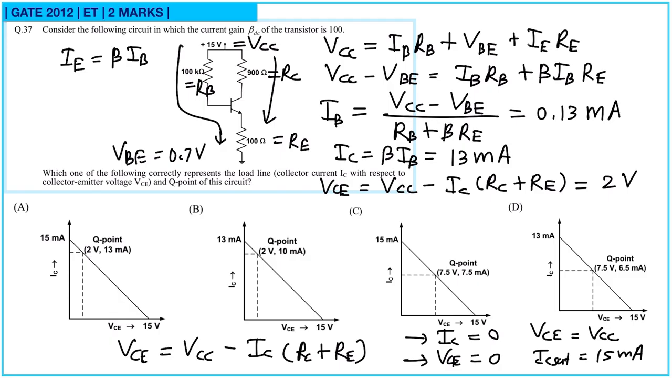So these are the points, 15 volt and 15 milliampere. So 15 and 15, these are the two options in which we have 15 milliampere and 15 volt, and Q point we have calculated, that is 13 milliampere and 2 volt. So option A is correct. So these were all the questions from GATE 2012 paper.